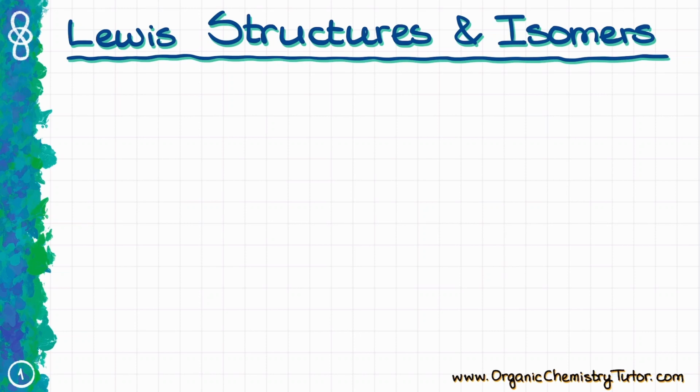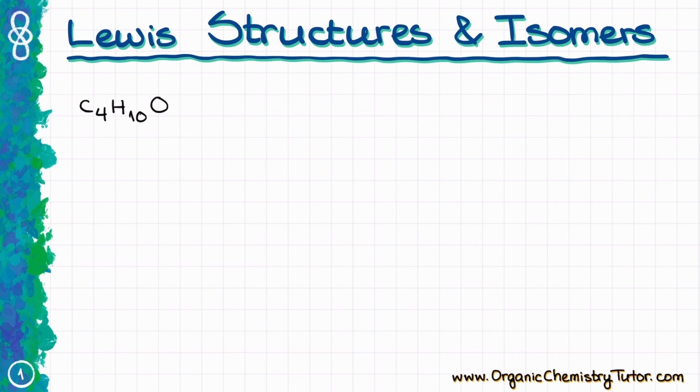Hello everyone, Victor is here, and in this video we are going to continue talking about the Lewis structures and constitutional isomers. So let's look at this molecule. We have C4H10O.